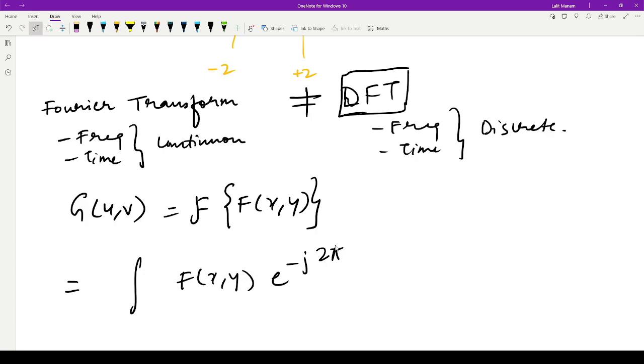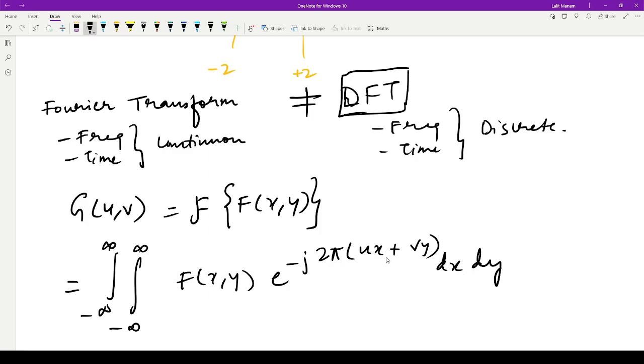e to the power minus j 2 pi (ux plus vy), and the integration is over what? Minus infinity to infinity are the limits, but integration over what? du and dv? This is the forward Fourier transform, right? You have to integrate over which variable? x and y. So there should be two integrations here, dx and dy.